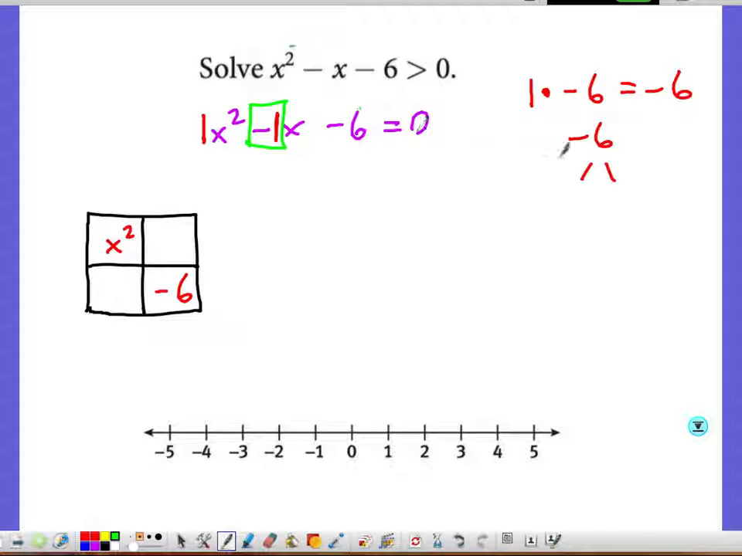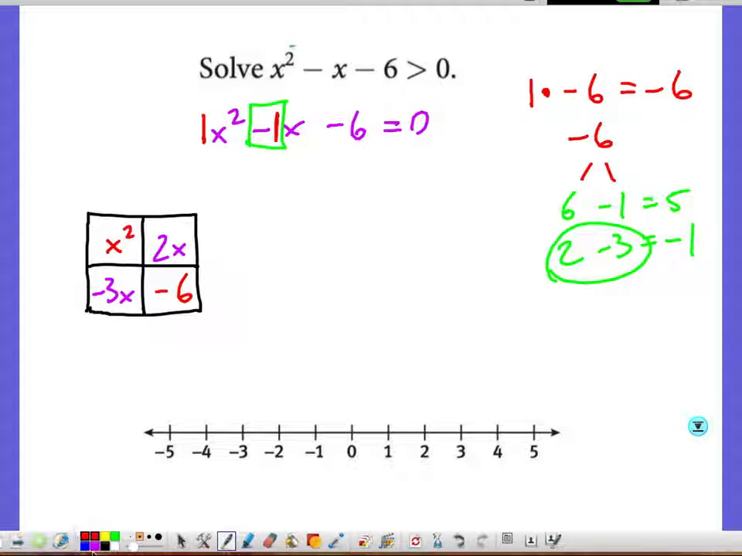So what are the factors of negative 6 that give me negative 1? Well, 6 and negative 1, well, that gives me 5. What about 2 and negative 3? 2 times negative 3 gives me negative 6, and when I add those together, those actually give me negative 1. So there we go. It's going to be 2 and negative 3. Now, it doesn't matter where you put 2 at. We can put 2x right here, and we can put negative 3x here.